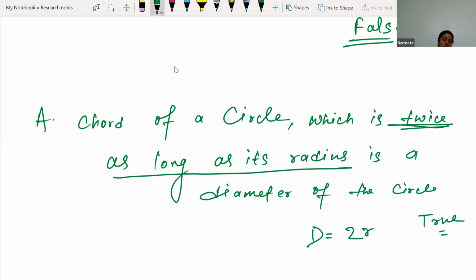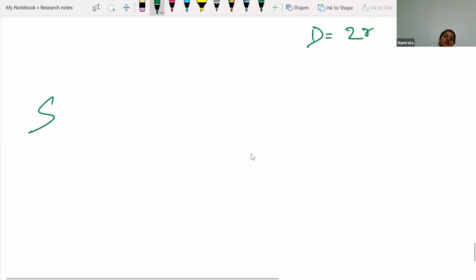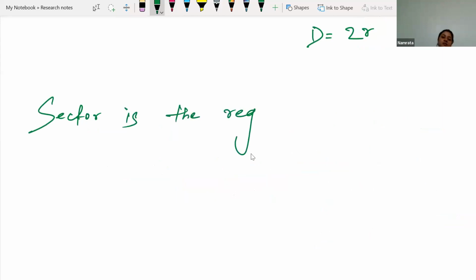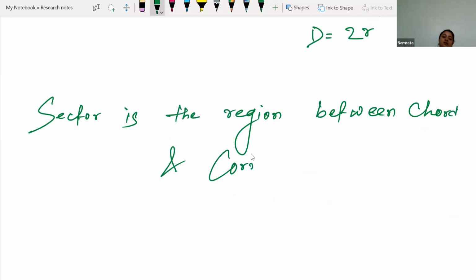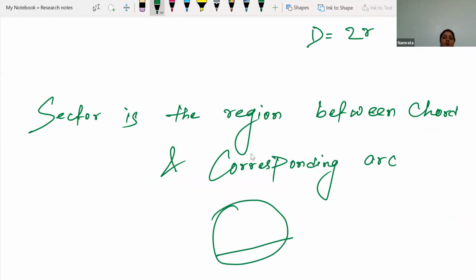So this is true. Now the next one says sector is the region between the chord and the corresponding arc. Sector is the region between chord and corresponding arc. Is it so? This is called sector, a chord and the corresponding arc. This is called the sector of the circle. Is it so? Yes or no?